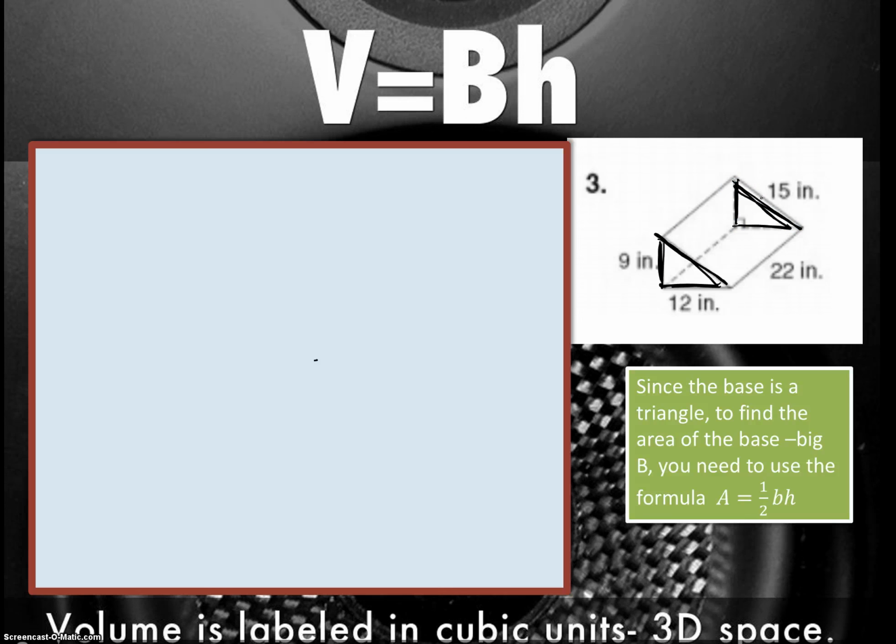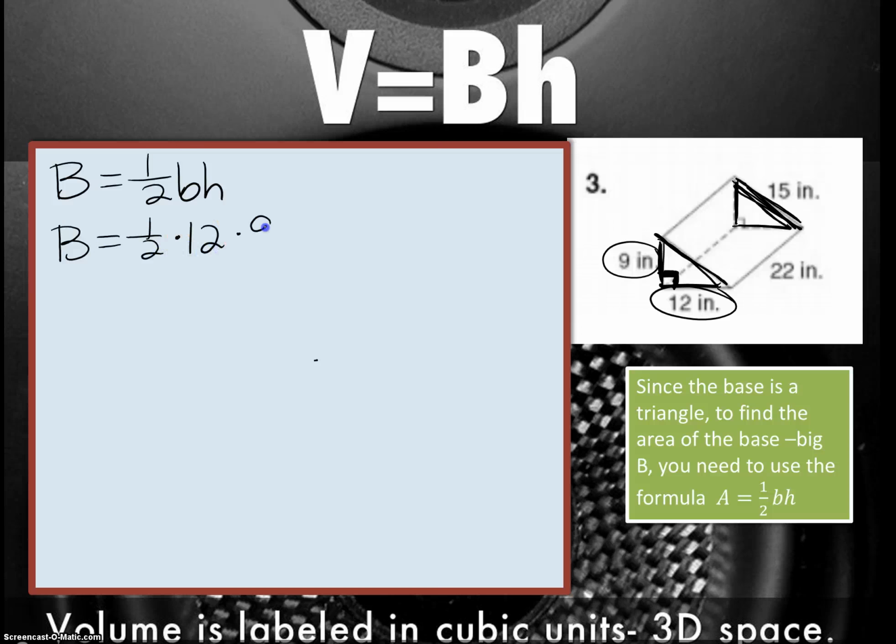It is a triangle. So big B, the area of the base, which is a triangle, is found using the formula 1/2 base times height. And when you're in a triangle, you always want to use the 2 sides that touch that 90-degree angle. So 12 and 9. 15 is not used unless I'm finding a perimeter, which I will do later. So the B is 1/2 of 12 times 9. Pause the video and see if you can find the volume, labeling in correct units. I know you got this.